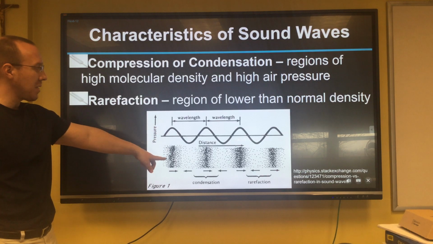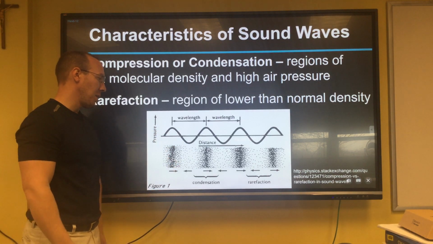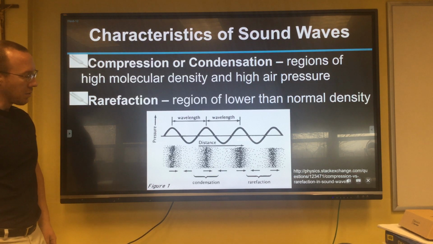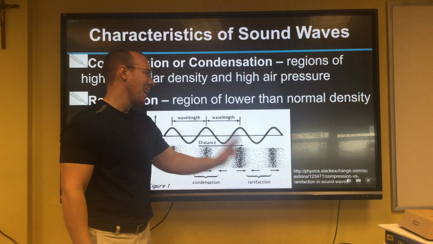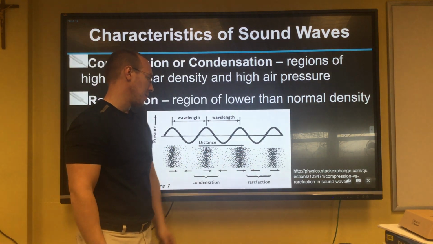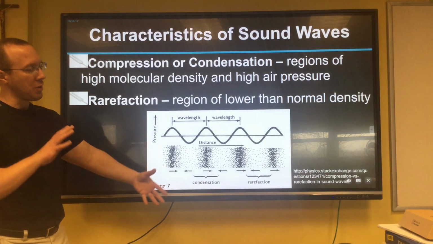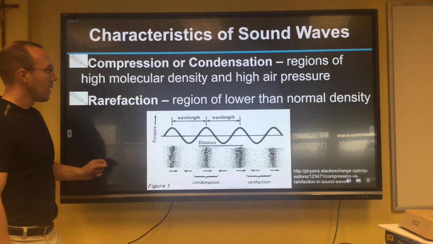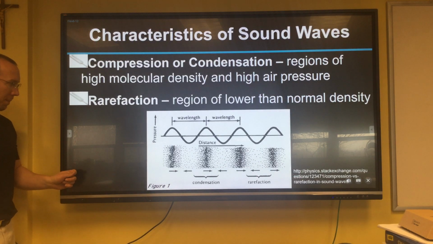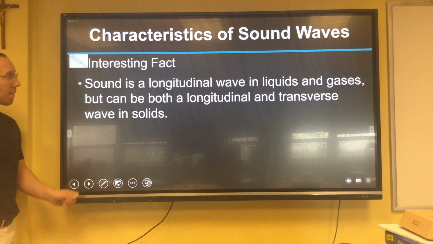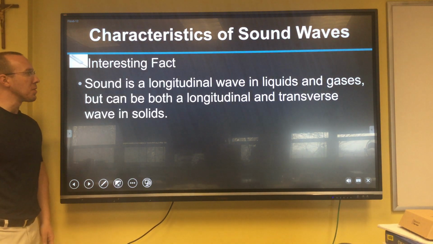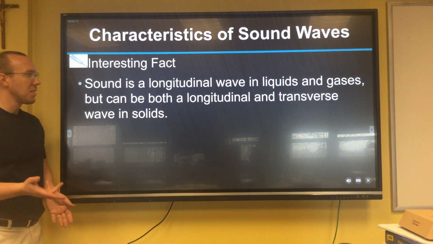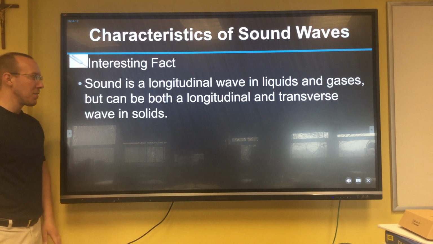All right, so high spots, crests in the transverse are here. Troughs are places of rarefaction, okay? Rarefaction, they have this range here. I normally say it's like right here in the middle, when it's stretched as much as possible. Yeah, I didn't know this. I looked this up a couple years ago. I thought it was fairly interesting. Longitudinal wave in liquids and gases, but can be both longitudinal and transverse in solids.